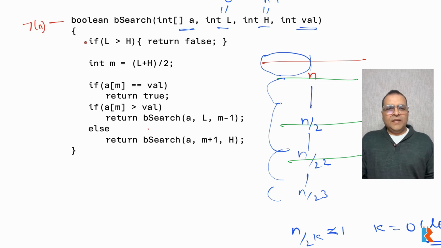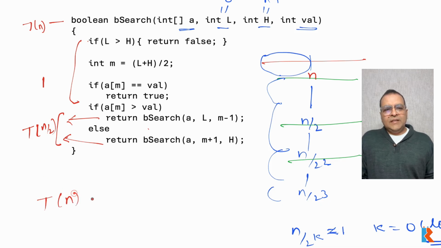Inside this function, we are taking constant time and either we are calling this or we are calling this, but not both of them. Therefore, the function will be called for T(n/2) and all of these statements will take constant time. Therefore, the equation will be T(n) = T(n/2) + some constant.